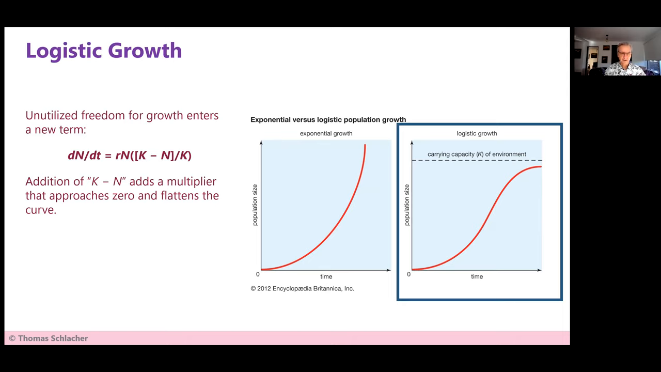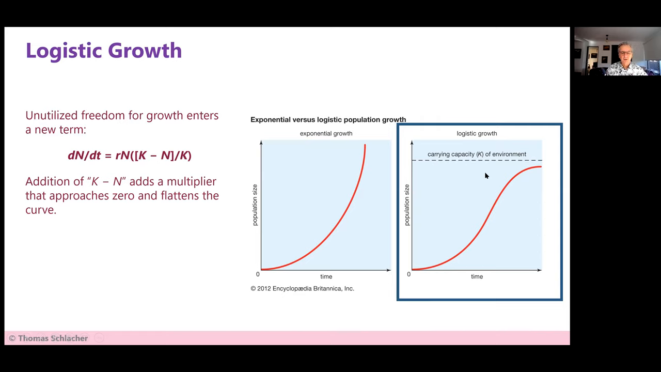But we actually know that this is rarely the case because there is a limit to population growth, because eventually a population will run out of space or food, and usually both. So we call this the carrying capacity of the environment. Now, the carrying capacity of the environment is denoted by K. That's just by convention.